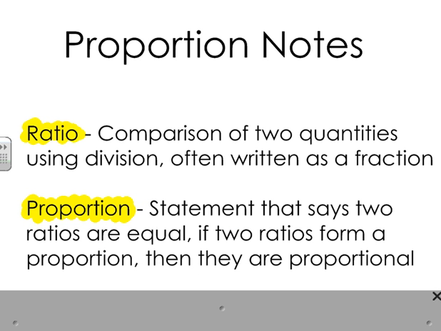The second definition we're going to look at is a proportion. And a proportion is basically an equation where each side of the equal sign has a ratio. So a proportion is a statement that says two ratios are equal. And if two ratios form a proportion, then we would say that they are proportional.